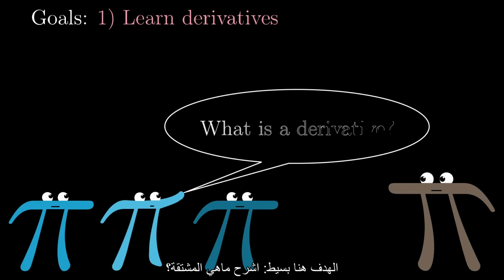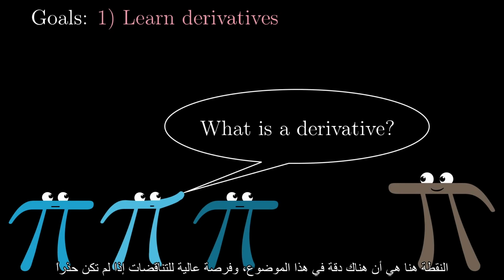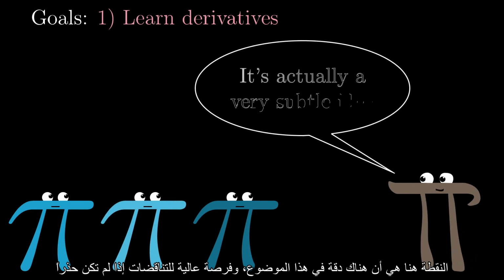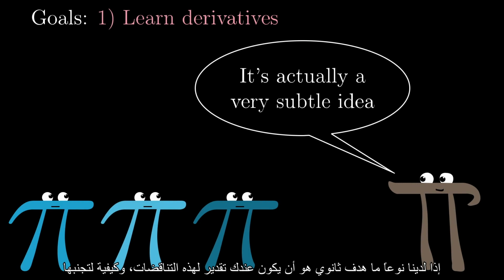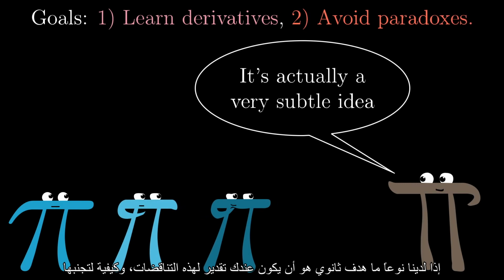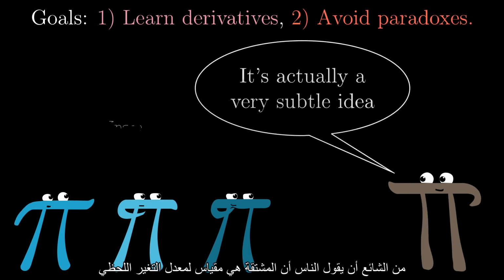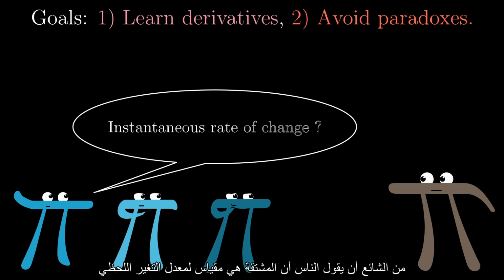The goal here is simple. Explain what a derivative is. The thing is though, there's some subtlety to this topic, and a lot of potential for paradoxes if you're not careful. So kind of a secondary goal is that you have an appreciation for what those paradoxes are and how to avoid them. You see, it's common for people to say that the derivative measures an instantaneous rate of change.